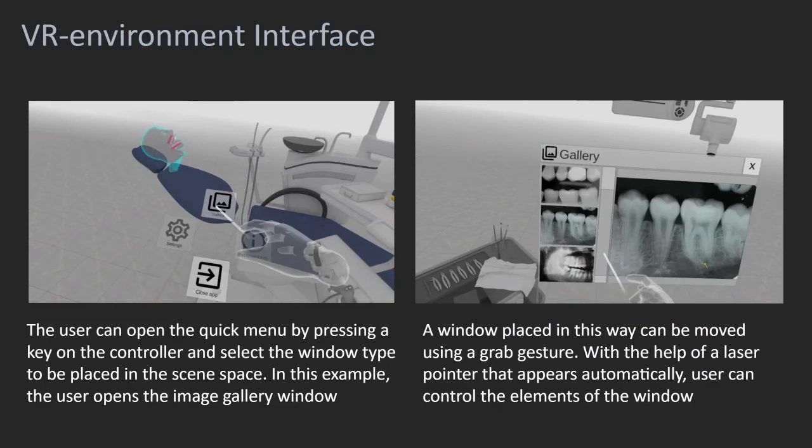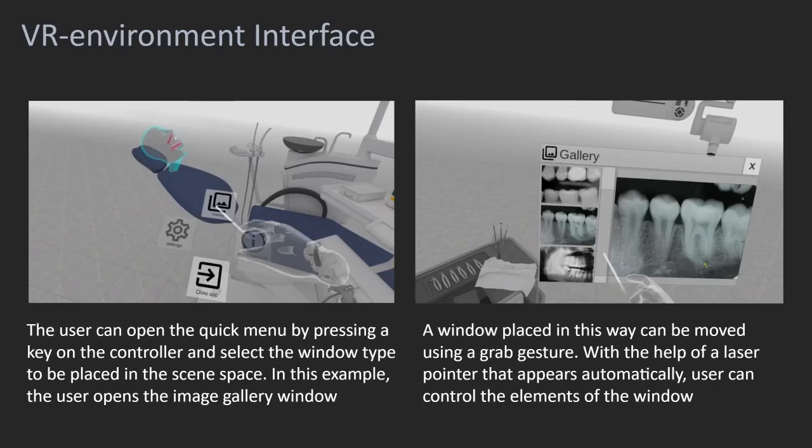Another equally important part of the simulator is the user-friendly interface, which is designed as a window system. The user can open the quick menu by pressing a key on the controller and select the window type to be placed in the scene space. Windows serve different purposes. Some of them are informative, such as image gallery and tool status window, and some of them control the simulator, such as settings window.